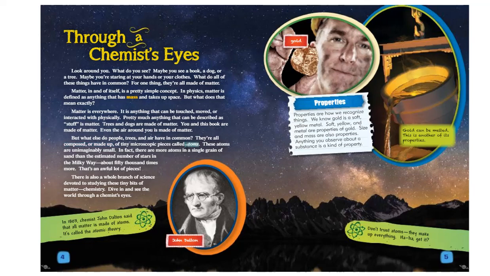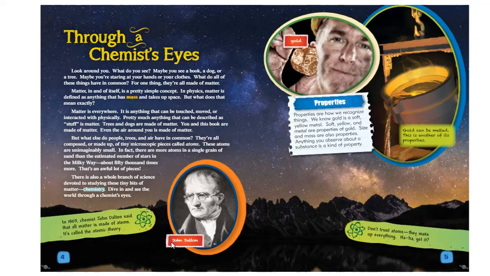Atoms, a key word this time. A-T-O-M-S, atoms. These atoms are unimaginably small, very, very tiny. In fact, there are more atoms in a single grain of sand than there are stars in the Milky Way galaxy. About 50,000 times more. That's an awful lot of little pieces. There is also a whole branch of science devoted to studying these tiny bits of matter, which, as we mentioned before, is called chemistry. Chemistry, the study of matter. Dive in and see the world through a chemist's eyes.